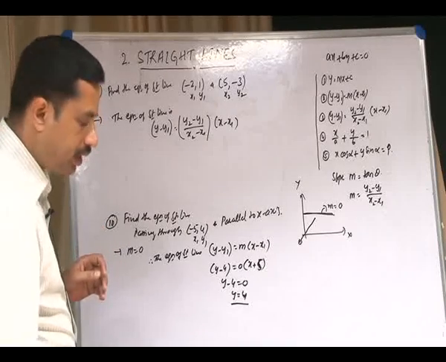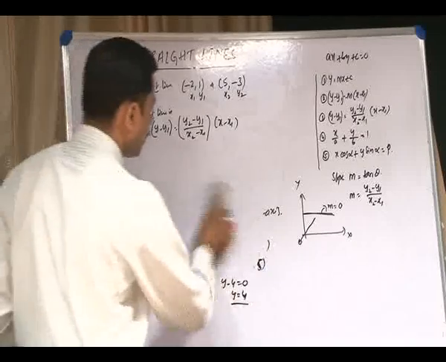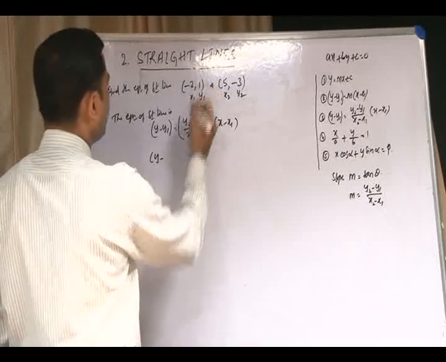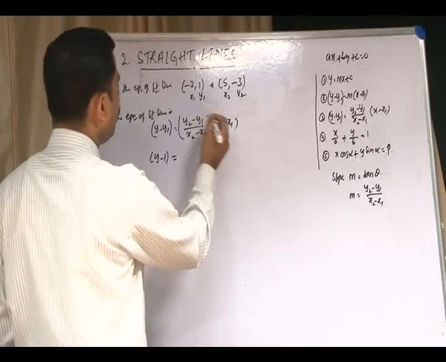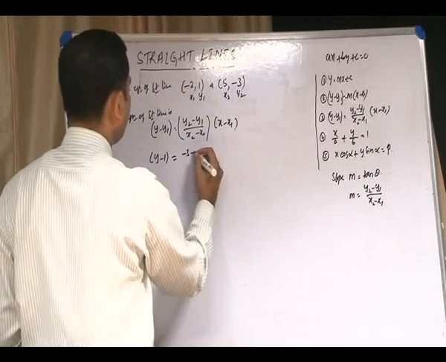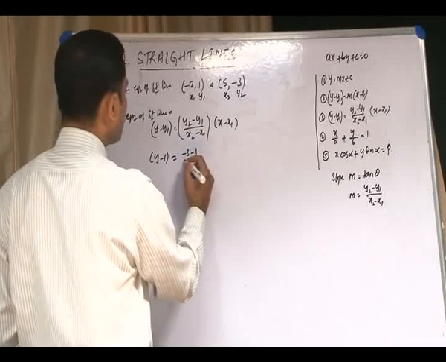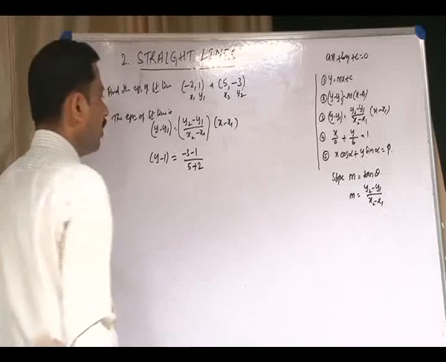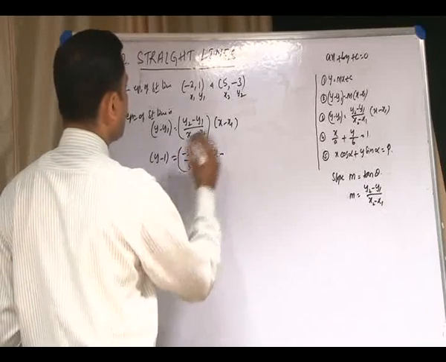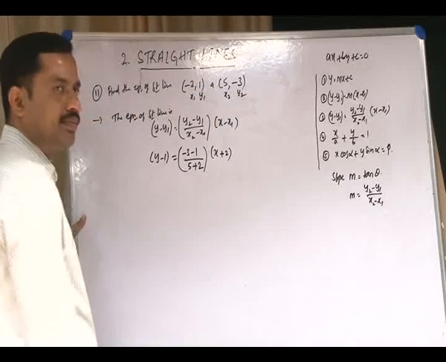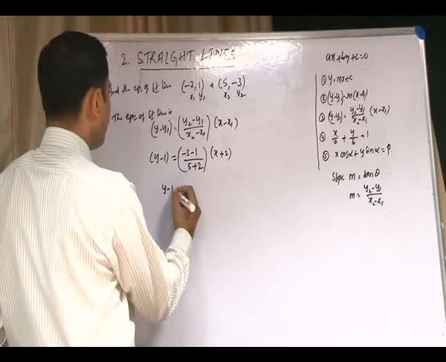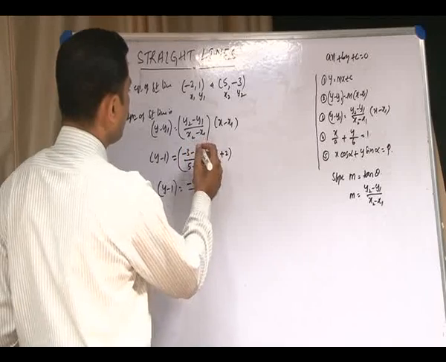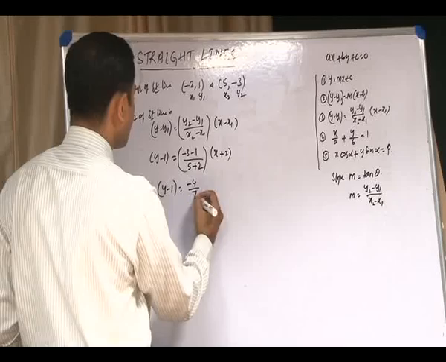So in this 2-point formula, we just substitute our coordinates and simplify, and we get the equation of the straight line. y-y1 is 1 here, so y-1 is equal to y2-y1: y2 is -3, y1 is 1, so -3-1, divided by x2 minus x1: x2 is 5, minus x1 is minus of -2, so minus of minus becomes plus 2 here, into x minus x1, which is x plus 2. Therefore, we get y minus 1 is equal to minus 4 divided by 7, into x plus 2.